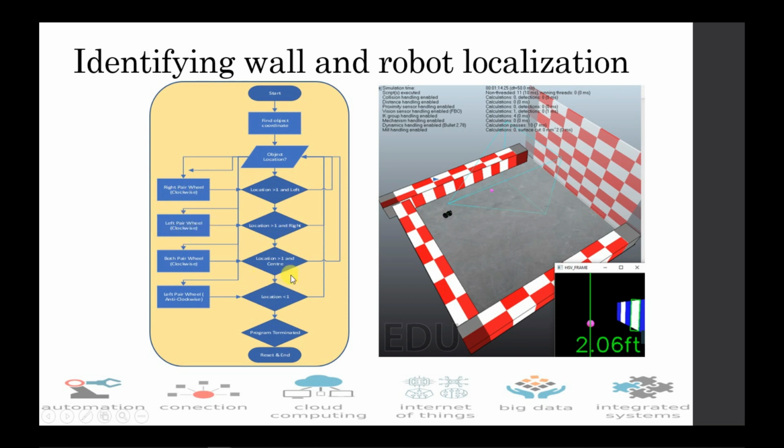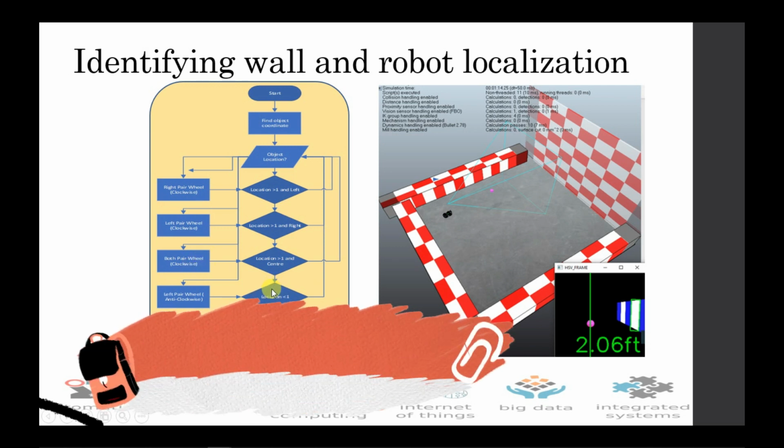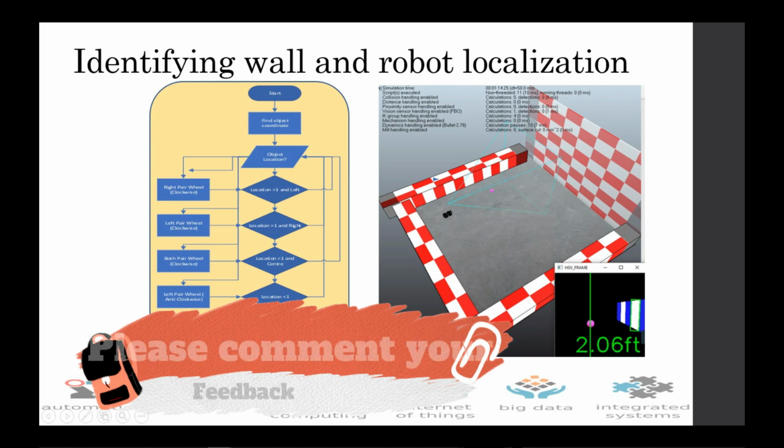Location greater than 1 and center, both pair wheels turn clockwise. Location less than 1, left pair wheel is anti-clockwise. So this is a sharp turn from left and right. Then at the end of the code, the program terminated, and reset and end happened. So those are the algorithms. The step-by-step algorithm has been developed with the Python programming language, again with the Spyder 3 IDE.